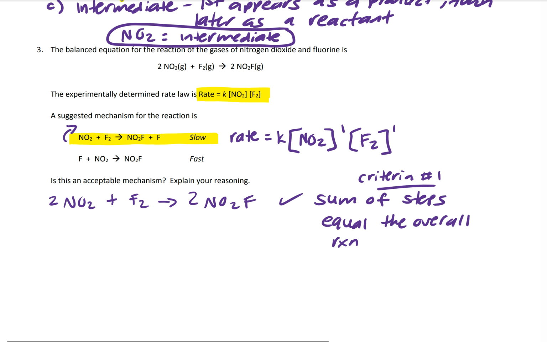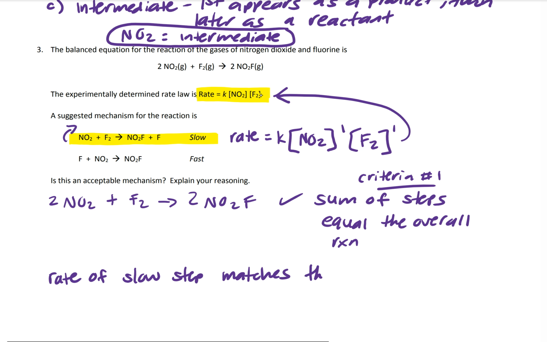This must match the known rate law for the given equation. And you see here that they do match. You have the same rate law that is known to be for this reaction. So therefore, this is a valid mechanism because the rate law of the slow step matches the rate law of the overall reaction.